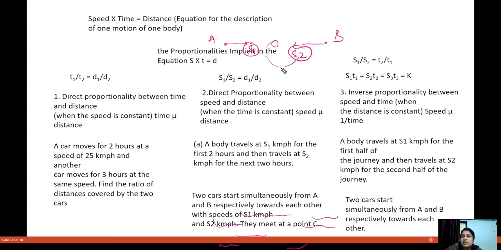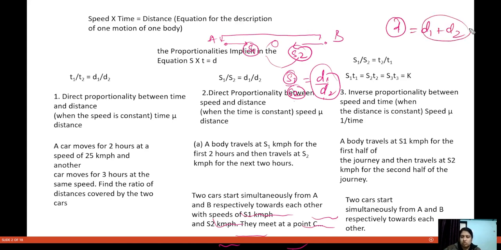Now the ratio of their distance, obviously you will know that S1 by S2 is equal to D1 by D2. This will be the ratio of their distance. S1 divided by S2 will be equal to D1 divided by D2, and total distance traveled will be D. Okay, so total distance D will be D1 plus D2. Now if you know the total distance D here, obviously you can find out how much one car is traveling, how much the other car is traveling, or at what point or at what time they are meeting. So you can find all those things.